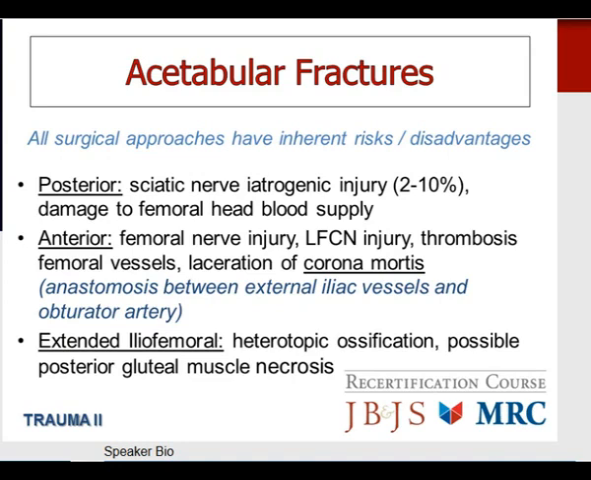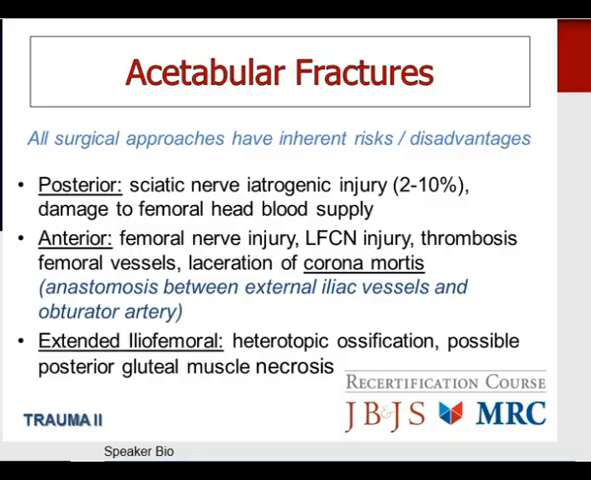That approach involves essentially skeletonizing the ilium with release of the iliopsoas muscle from the internal iliac fossa and release of the abductors from the external iliac fossa, hence the significant risk of heterotopic ossification, as well as the possibility of posterior gluteal muscle necrosis.